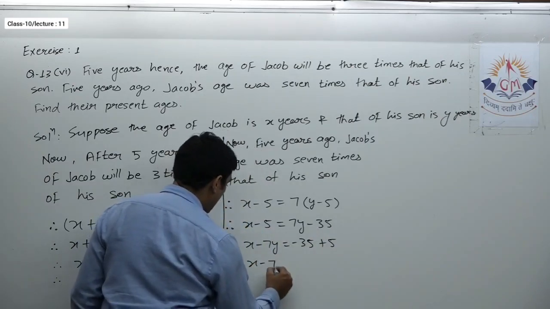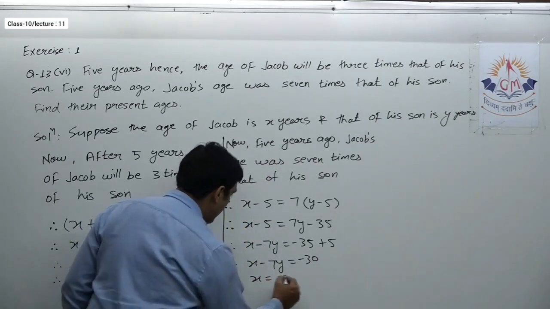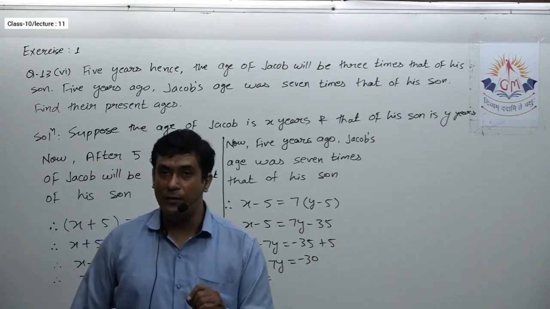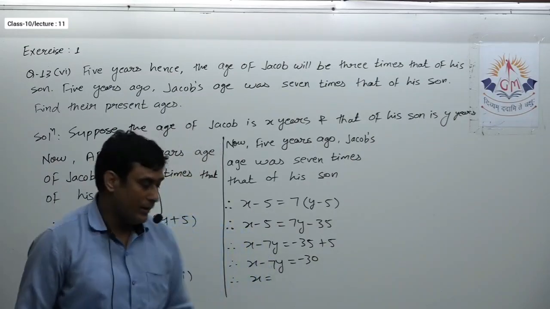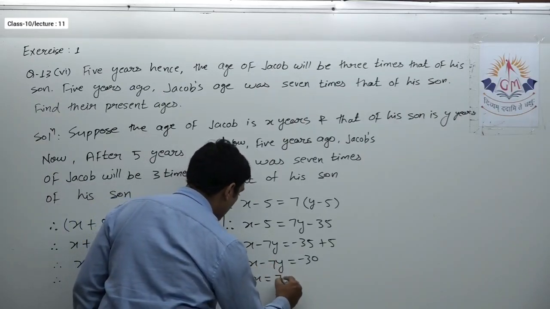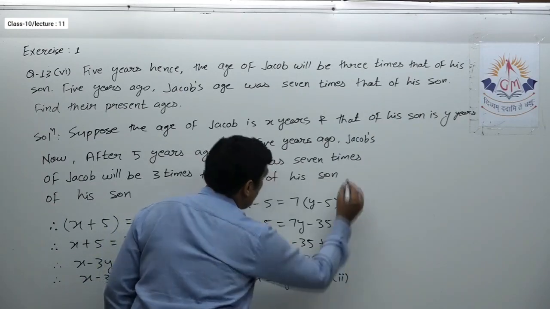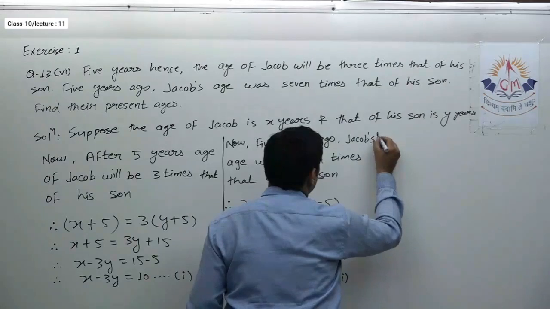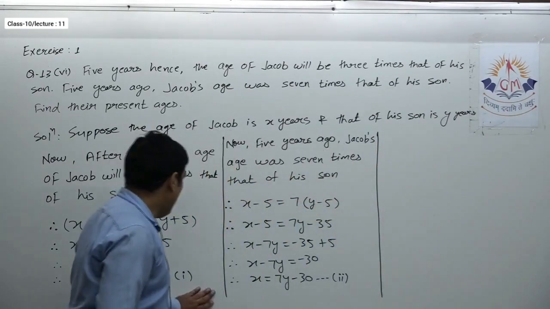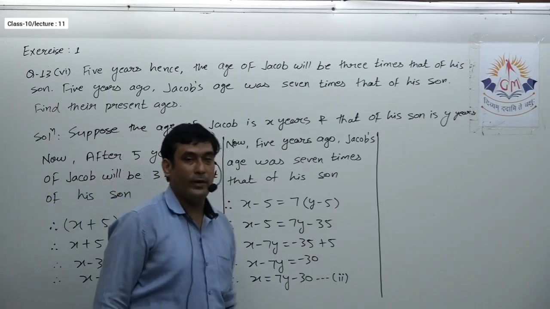So x minus 7y is equal to minus 30. Or here I am also writing, because I have to use the substitution method, and in that method I need to find the value of one variable in terms of another variable. So I am doing that over here. x is equal to 7y minus 30. This I will say is my equation 2. So I hope this much is clear to you. Now we have the two equations. Now again I am giving you some time so that you can find the values of x and y.